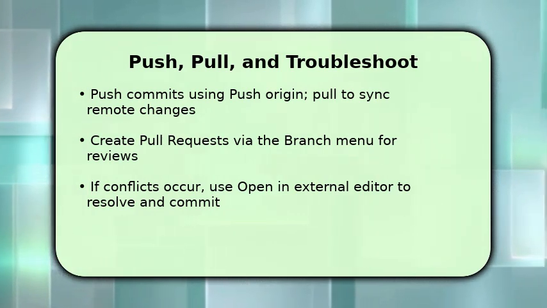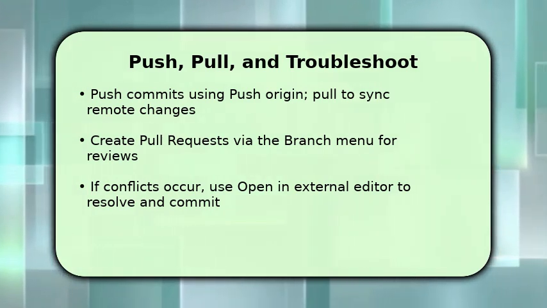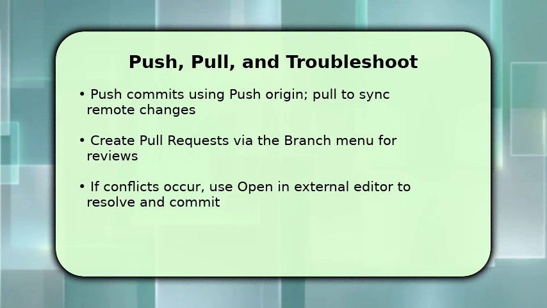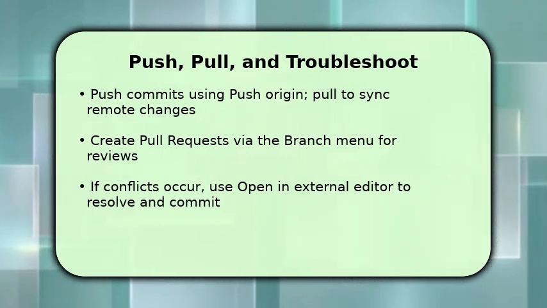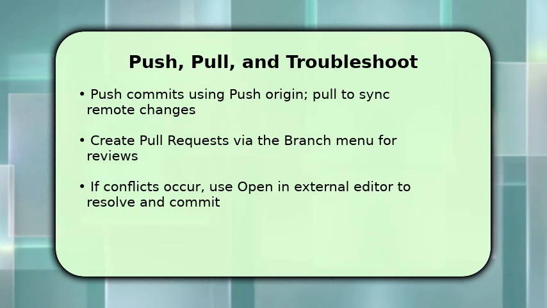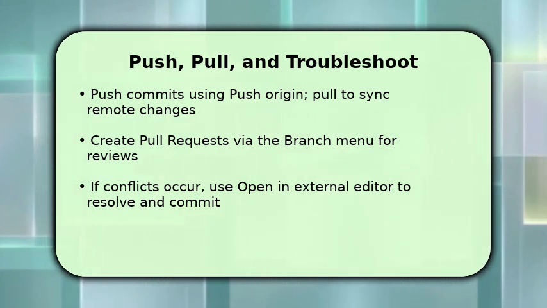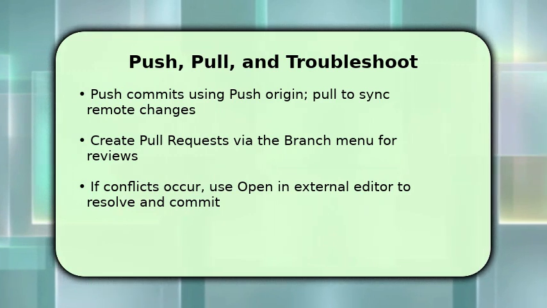If GitHub Desktop reports merge conflicts, open the conflicted files in your editor, resolve the differences, save, then mark as resolved and commit. If things still fail, try fetch origin to refresh refs and ensure your branch is up to date.